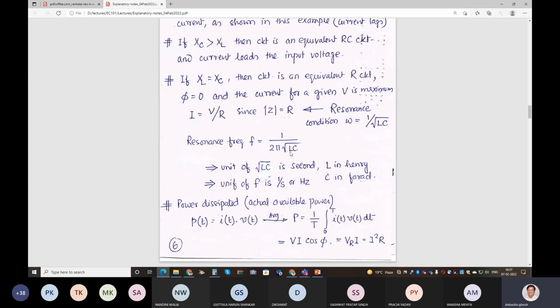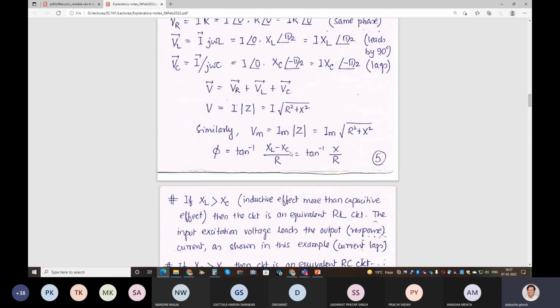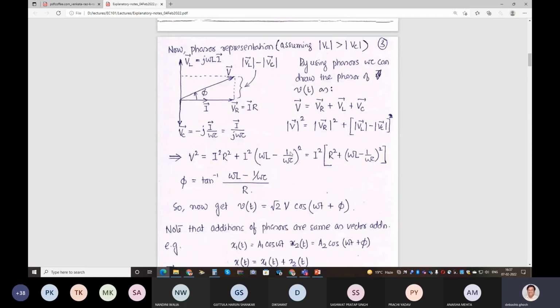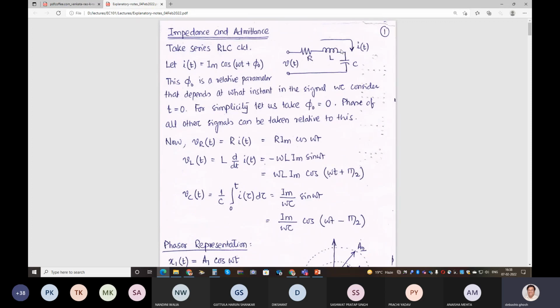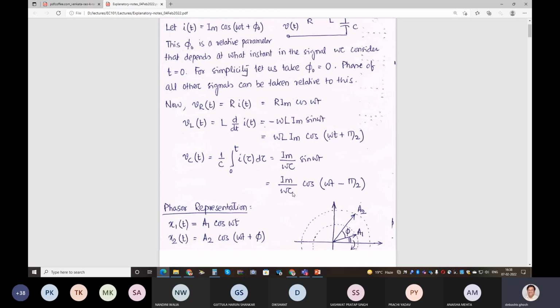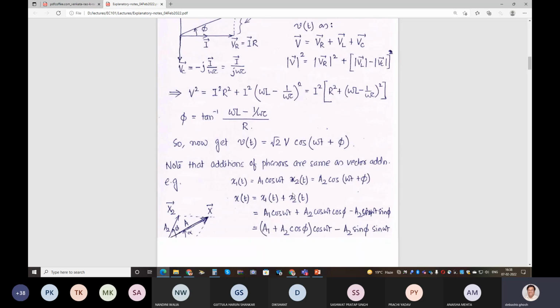Here, L is the full inductance of my circuit. In this circuit I have taken, this is the L, the total inductance of this inductor. C is the total capacitance of this capacitor. So it is in Henry and Farad.